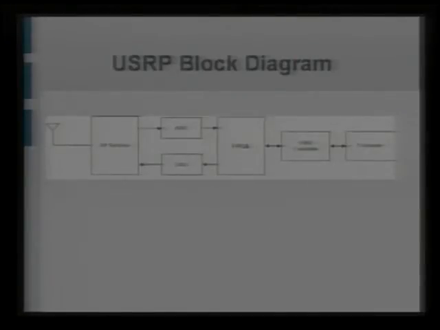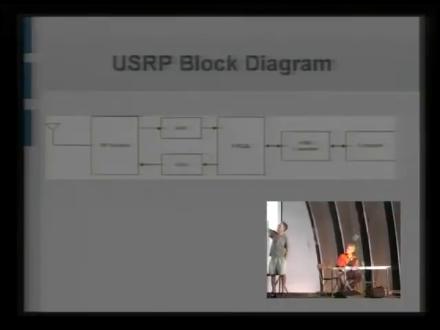So the USRP as a whole looks like this. You have a computer which connects to the actual USRP system over a USB cable, and on the USRP motherboard you have a USB 2 controller chip which talks to an FPGA over a bidirectional bus, and then the FPGA, for transmission, will send data out to a digital to analog converter, which will then go to the RF section and out to the antenna.